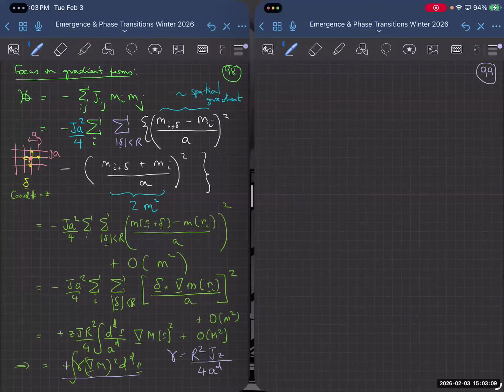So that's a sketch. It's not a full, detailed, rigorous proof. That's a sketch of how you can go from the microscopic Hamiltonian to derive this form of the coarse-grained free energy. So it just shows you the basic idea, but it's not exactly rigorous.